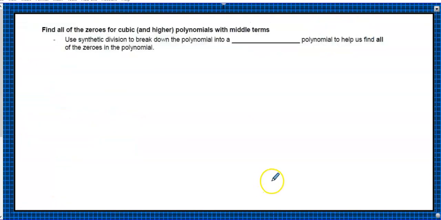So now to the last section of our notes. This says find all the zeros for cubic and higher polynomials with middle terms. So these are not sum or difference of cubes. These are polynomials that have middle terms. And so let's look at some of these. I do want to fill in right here. Use synthetic division, which we've learned, to break down the polynomial into a quadratic. And then that will help us find all the zeros in a polynomial.